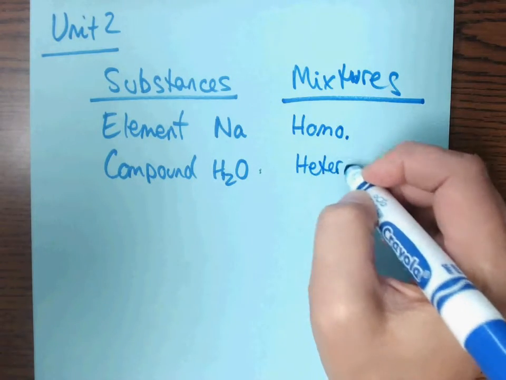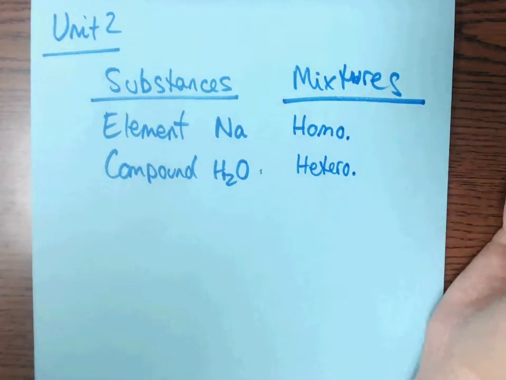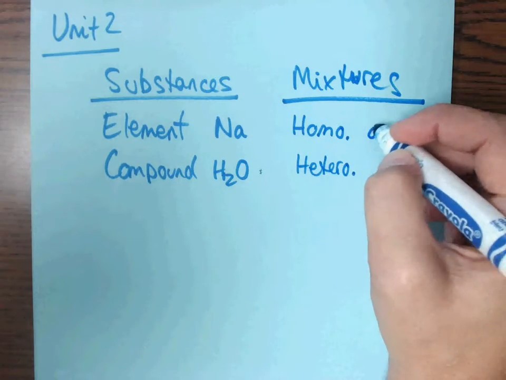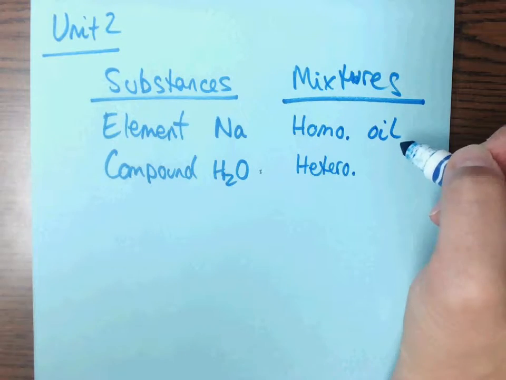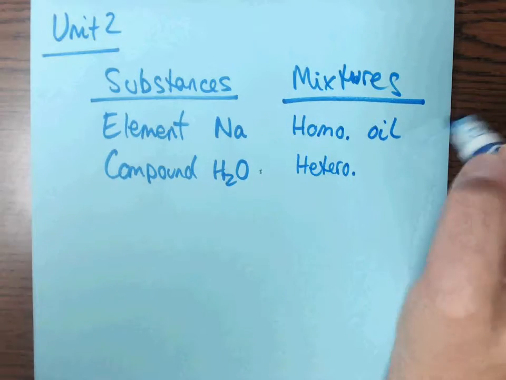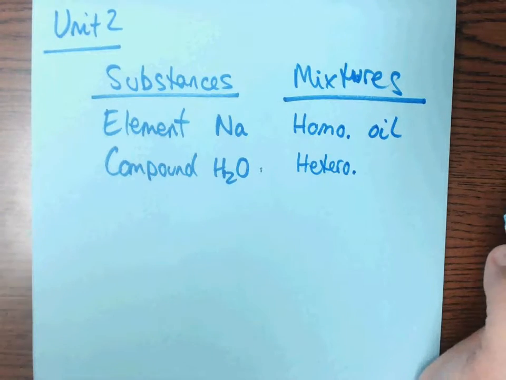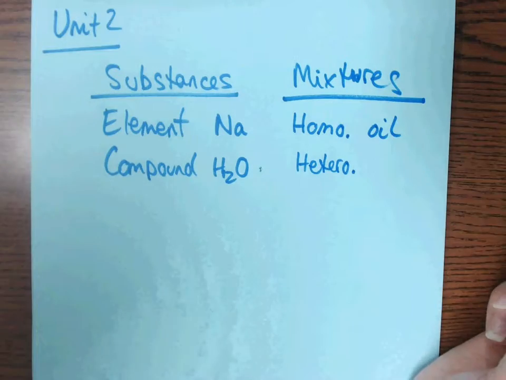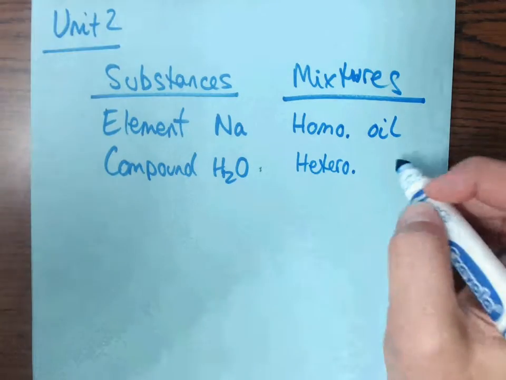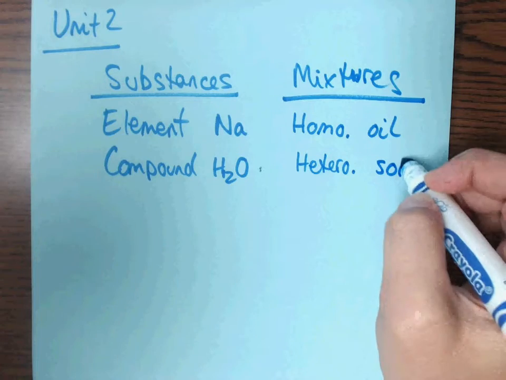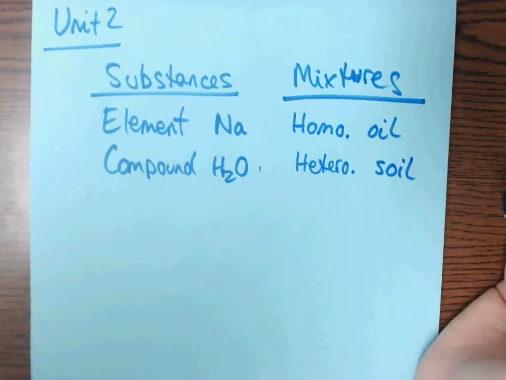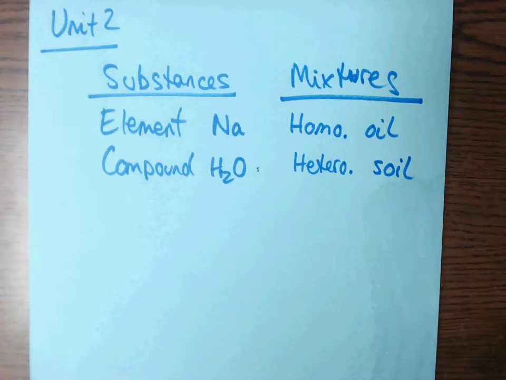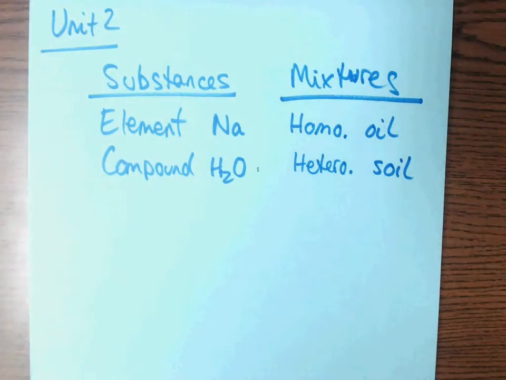Now mixtures are going to be combinations of both elements and compounds, but they don't have the exact same proportions. Homogeneous mixtures look the same throughout. Heterogeneous mixtures look different. So a homogeneous mixture could be oil. Okay, there's many types of oil, but if you look at one bottle of olive oil, it looks the same throughout. So that would be a homogeneous mixture. Heterogeneous would be soil. Not all soil looks the same throughout. They all have slightly different compositions, so that would be an example of a heterogeneous mixture.